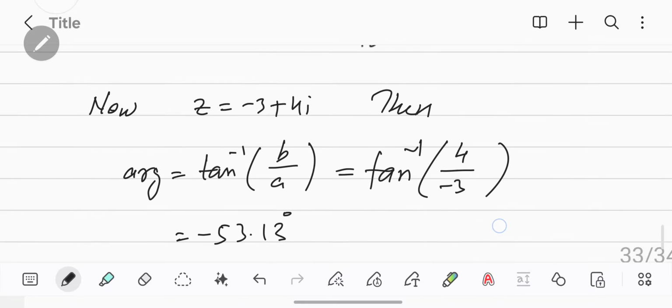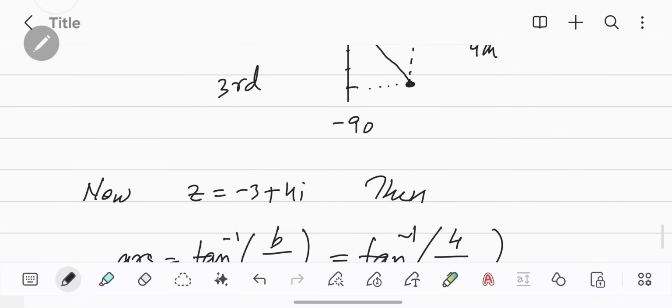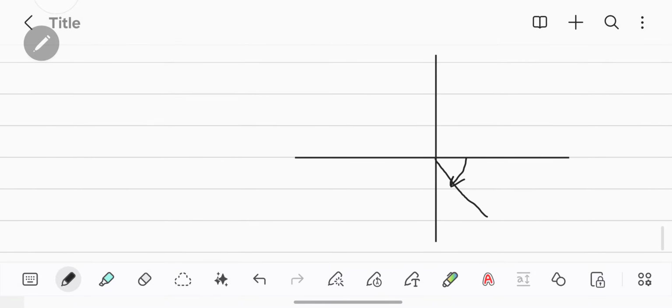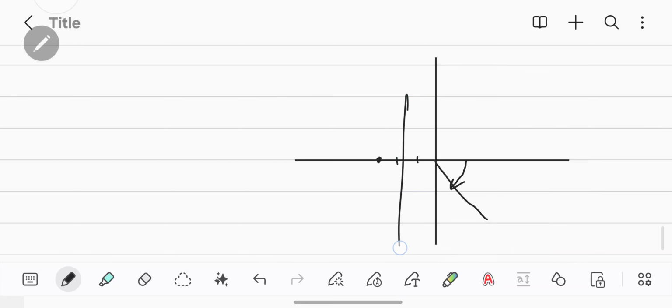Okay. But my number is negative 3 plus 4. Negative 3 means along the x-axis. This is the x-axis, and this is the negative x-axis, and this is the positive x-axis. So negative 3 will be 1, 2, 3 here somewhere. And positive 4 is along the y-axis above the x-axis, right? Otherwise, it will be negative. So here is positive 4. So here is my point.